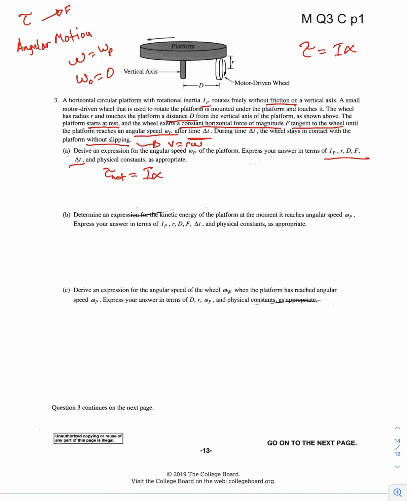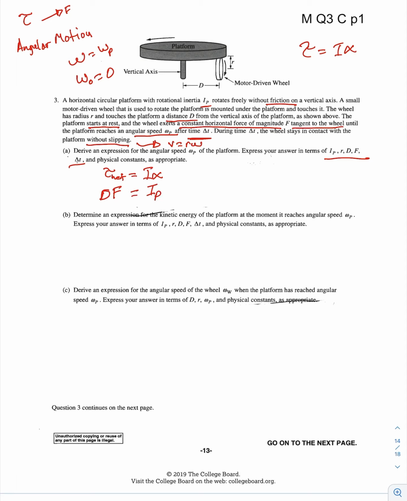So notice there's no omega P in here. So I do a quick check. What is my torque net? That's just the torques that are on there. So the torque that is on there would just be D times the F. Mm-hmm. So it's R times F. And I already explained that it's tangential. My I would be IP.